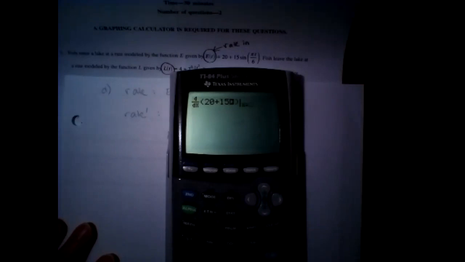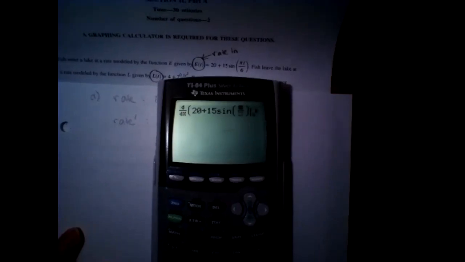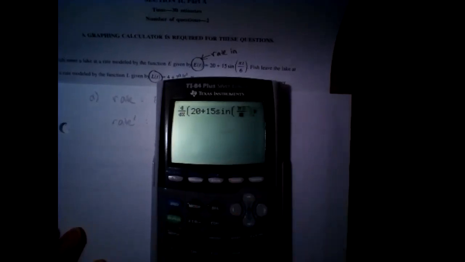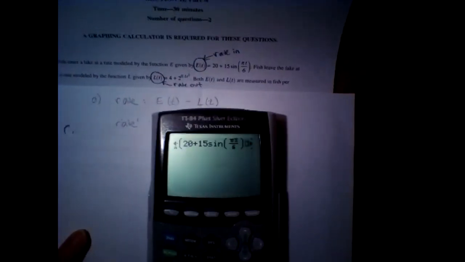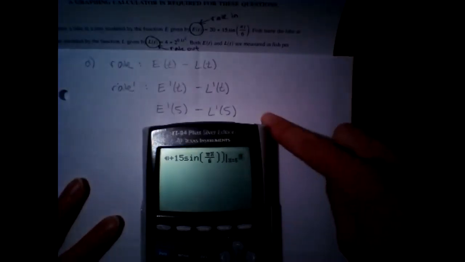All right, and then we want the E function. So in here, I'm going to put 20 plus 15 sine of pi x over 6. And pi is right here. It's right below clear. It's the exponent key, second exponent. All right, and then we want this at time 5. And I'm going to hit the next arrow to get out of there. All right, so that is E prime of 5. And we want to do minus L prime of 5.